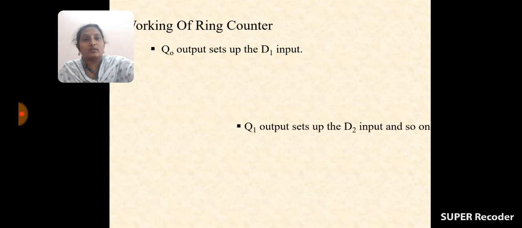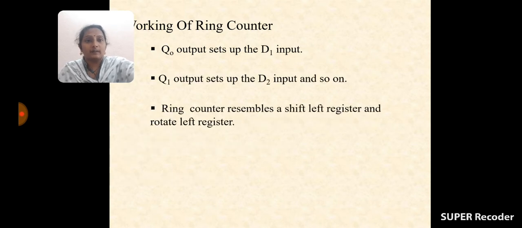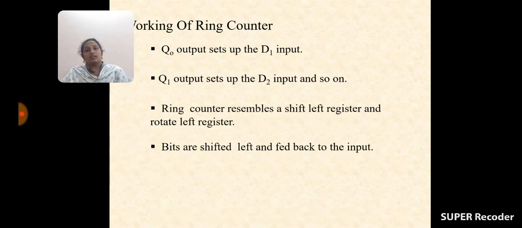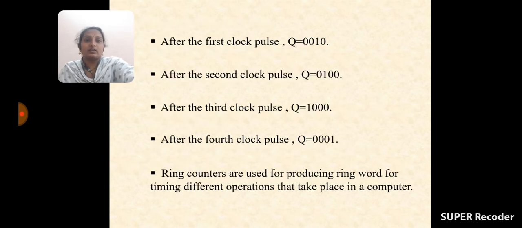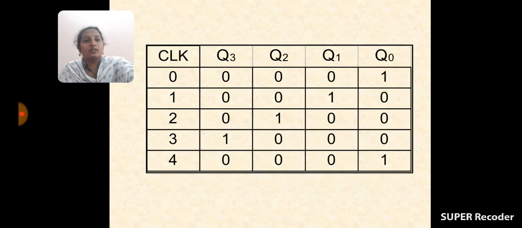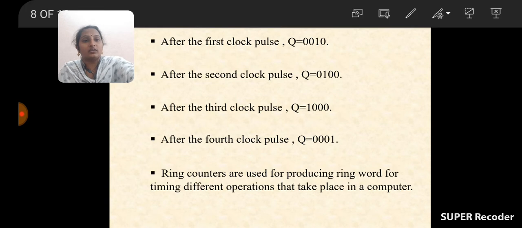Okay, so for the first clock pulse the bit Q0 is high, for the second clock pulse Q1 is high, for the third clock pulse Q2 is high, for the fourth clock pulse Q3 is high. Okay, and coming to the first clock pulse, here Q is equal to 0 0 1 0, and for the second clock pulse, after application of the second clock pulse, Q is equal to 1 0 0 0.